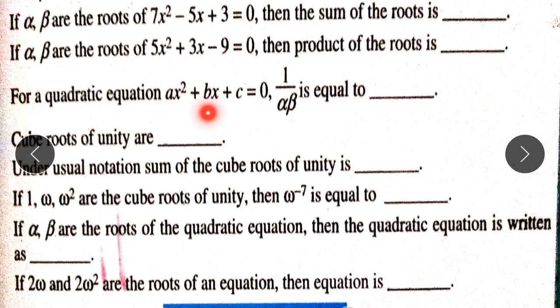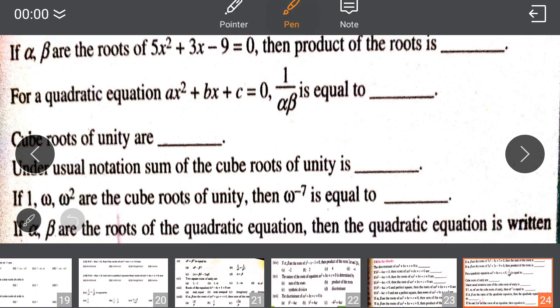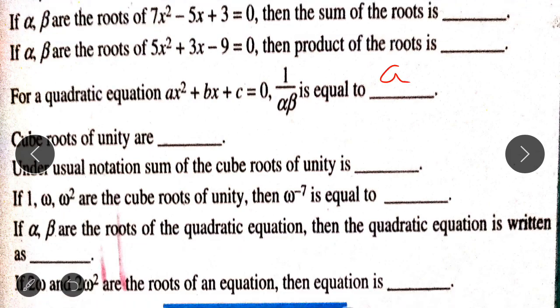For a quadratic equation, 1 divided by alpha into beta is equal to what? Here I have to go with the product of the roots, which is c upon a. So if you go reverse of this, it will be a upon c, I think. In your book, this answer is given wrong, so please check it.